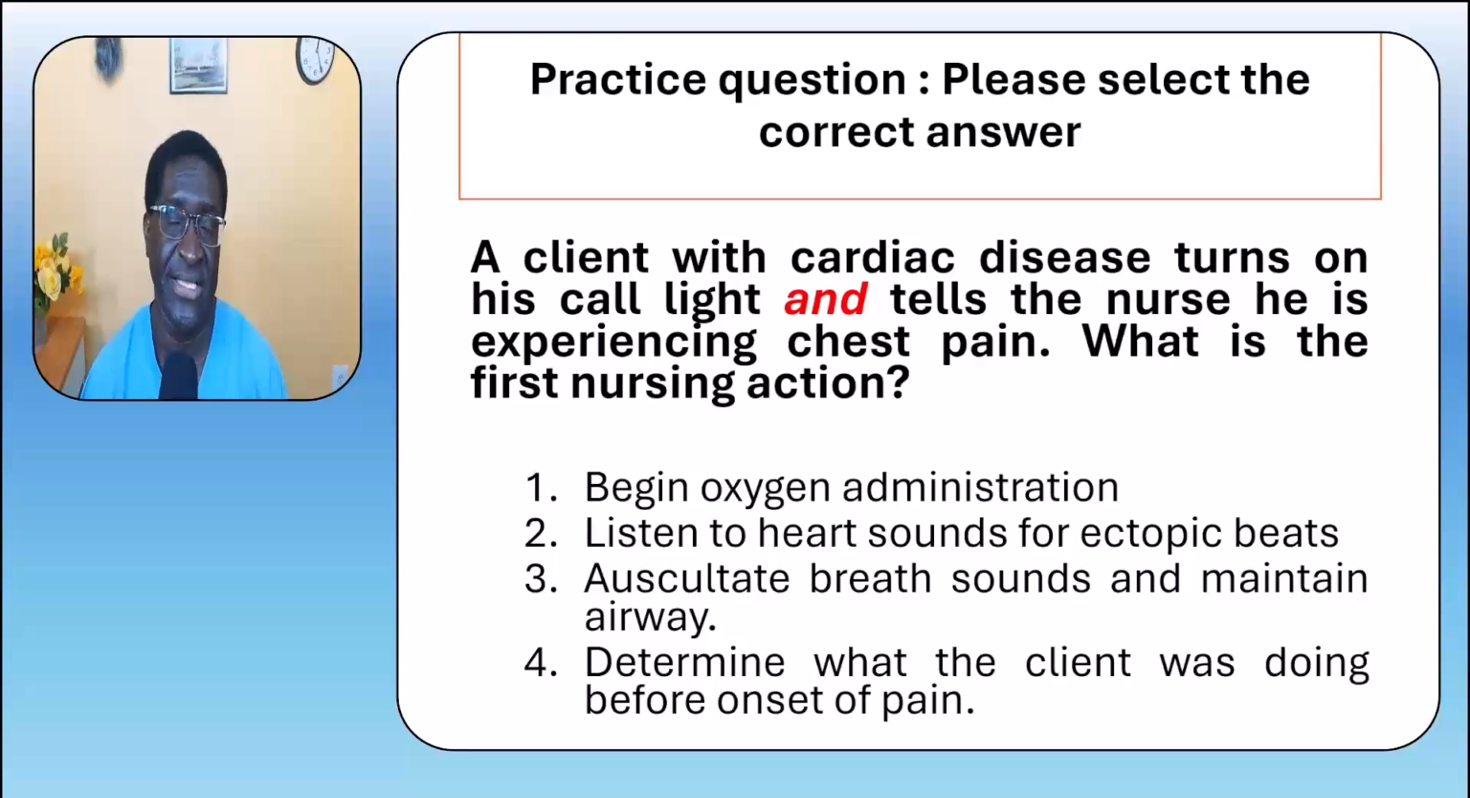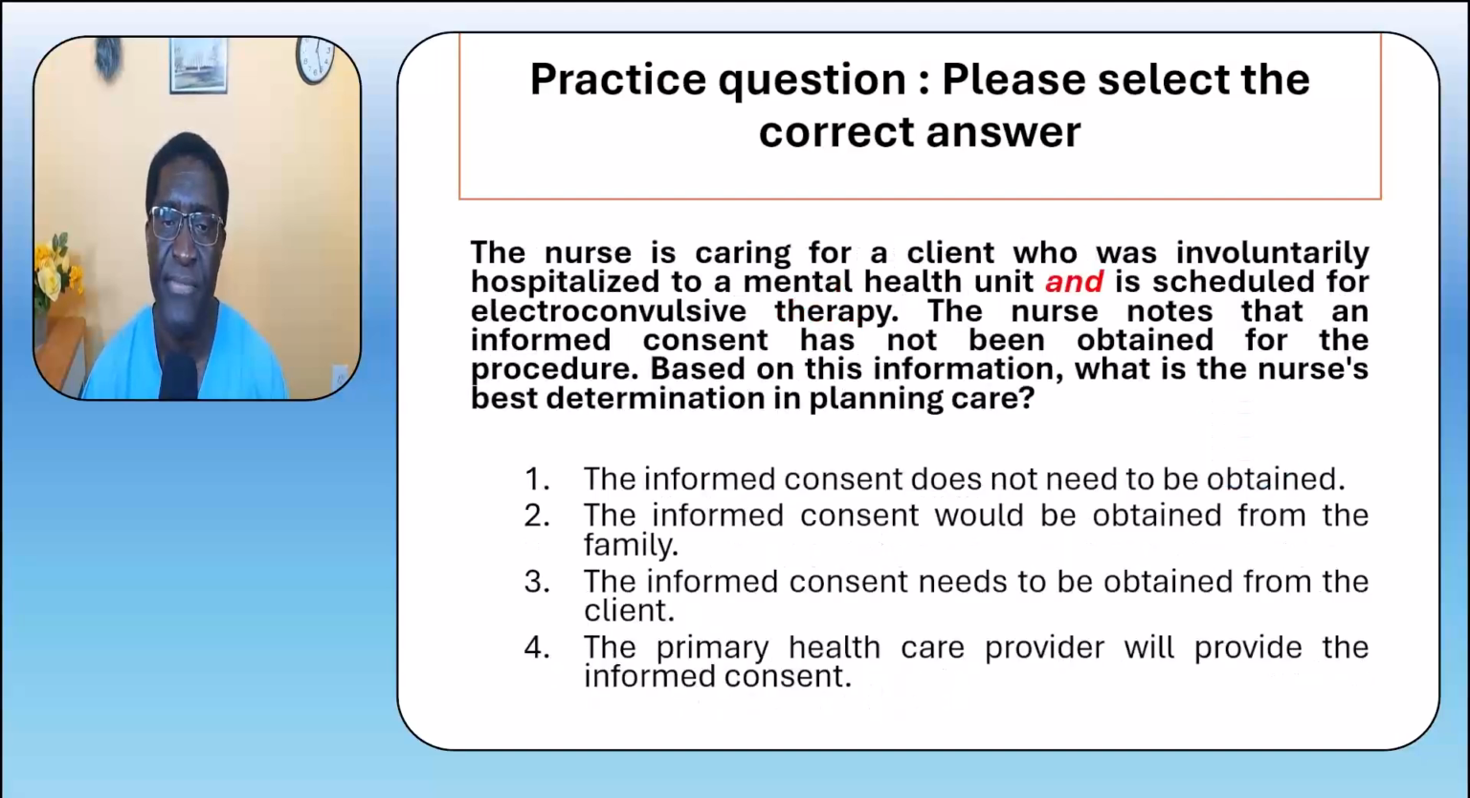And we all understand that when a patient is experiencing chest pain, basically it is the lack of oxygen to the myocardium of the heart. So if you are answering this particular question, you have answers 1, 2, 3, and 4. Go for that which is connected to what? To oxygen. So in this regard, our first answer is going to be begin oxygen administration.